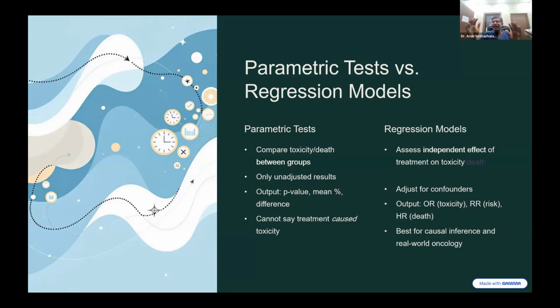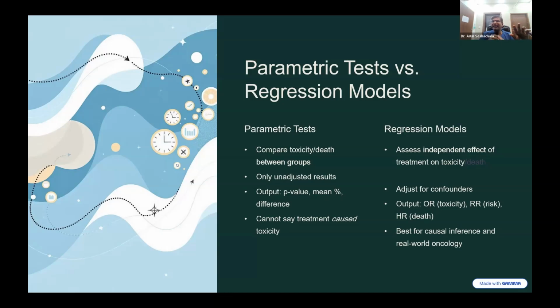Parametric test and regression model. You remember, a parametric test is a test of association. That is the simplest test. Just test the association. When both the group variable and the outcome variable are categorical or qualitative, you use the chi-square test. That is the simplest test of association.